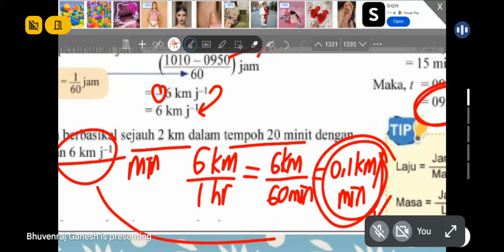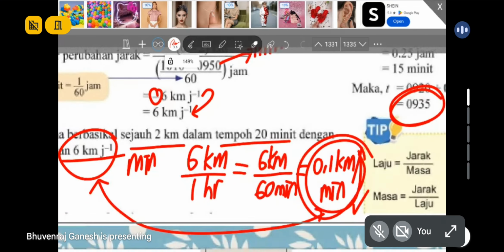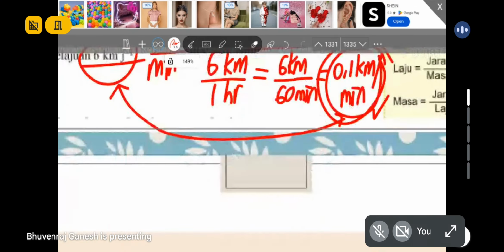So there is option for you guys. Kamu boleh pilih mana-mana satu. That's all. You just choose which one is easier lah for you. Okay, all right. So next one.